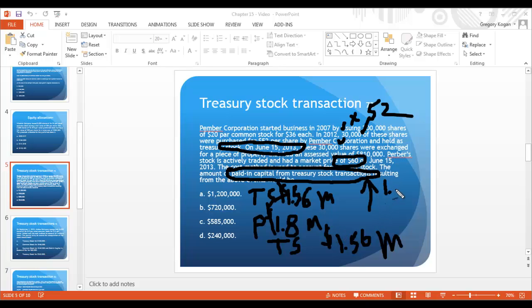So you go 1.8 less 1.56, and this is 240,000. And this would be a credit to paid-in capital from treasury stock transactions. So the answer is D, 240,000.